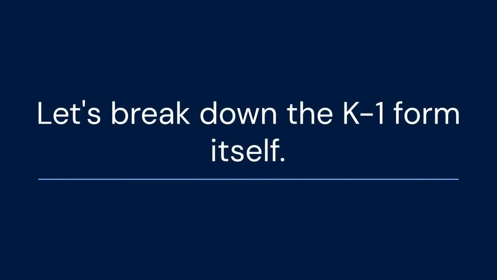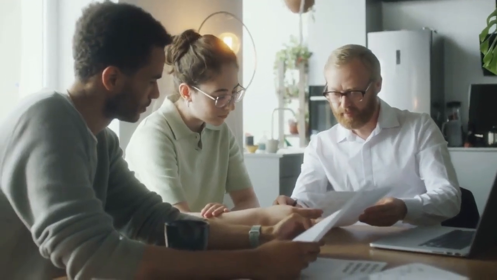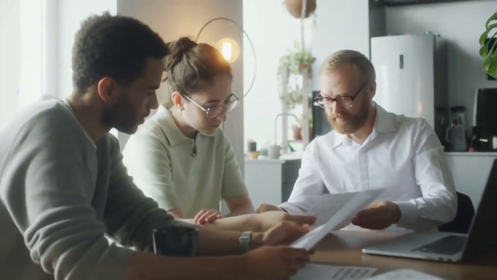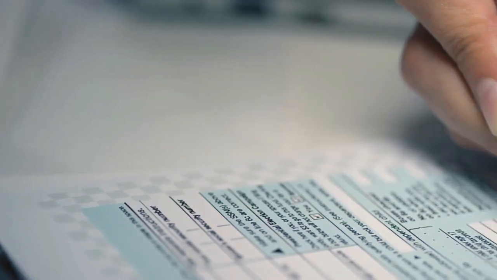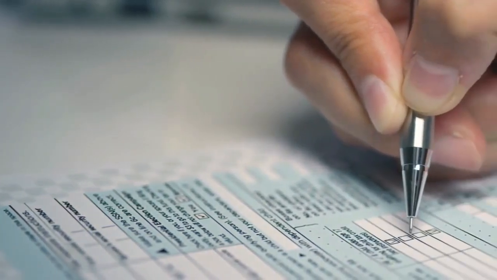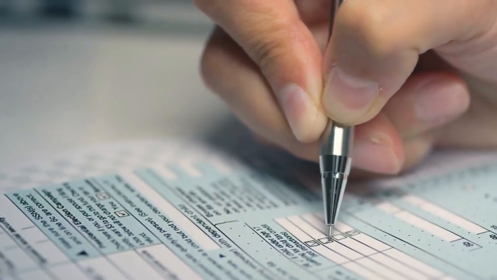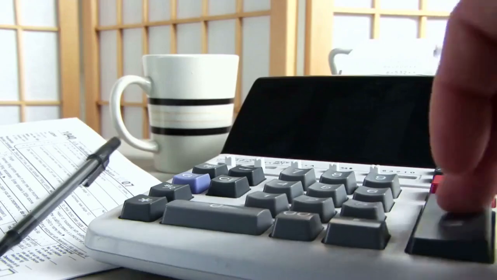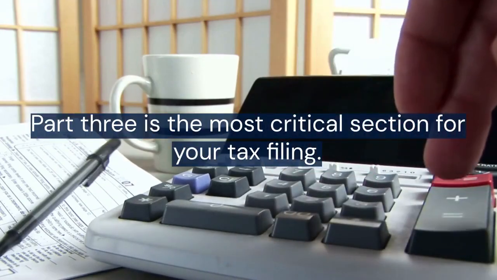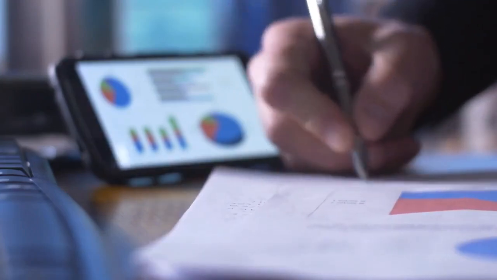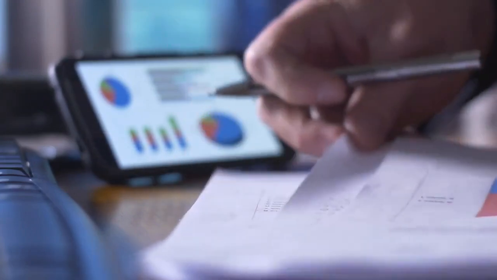Let's break down the K-1 form itself. You'll notice it's divided into several parts. Part 1 contains information about the entity that issued the K-1, such as its name, address, and employer identification number, EIN. Part 2 provides your personal information, including your name, address, and social security number, SSN. Part 3 is the most critical section for your tax filing. It's where all the income, loss, and deduction figures are reported.